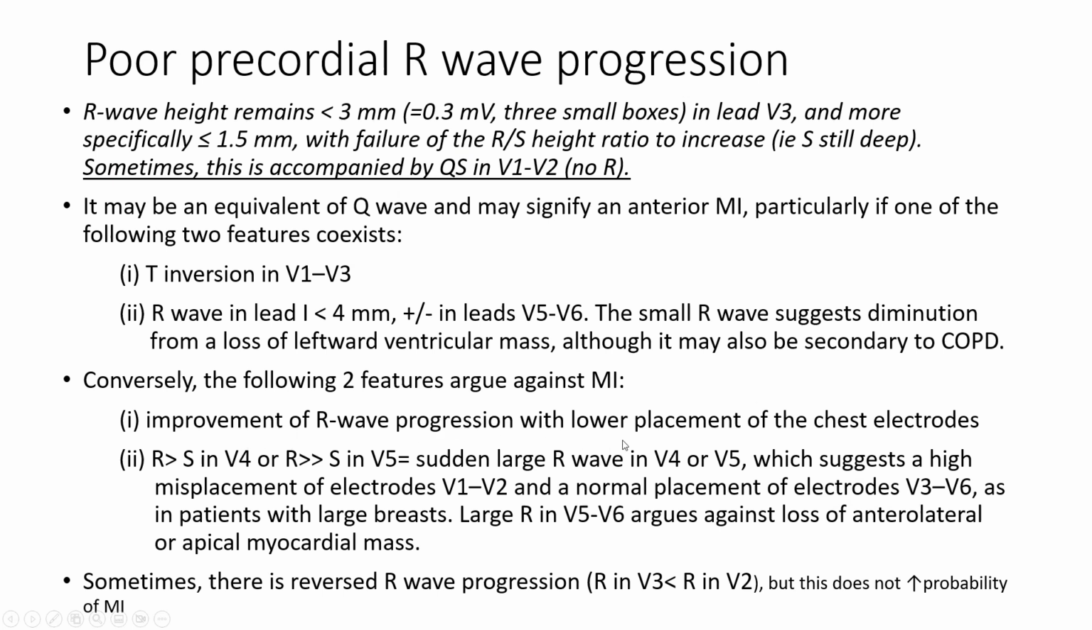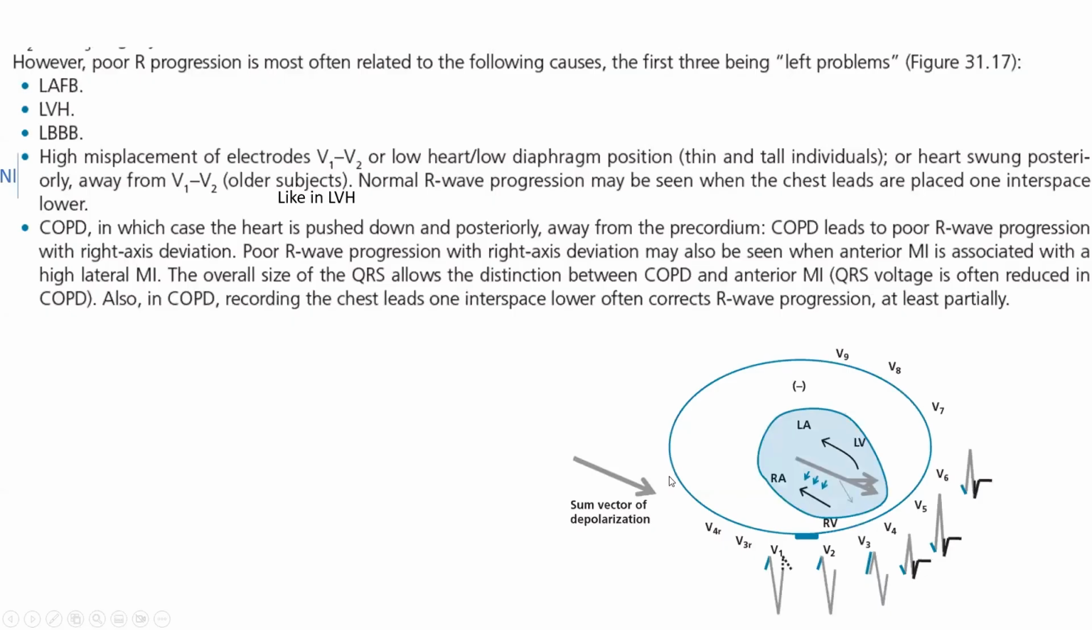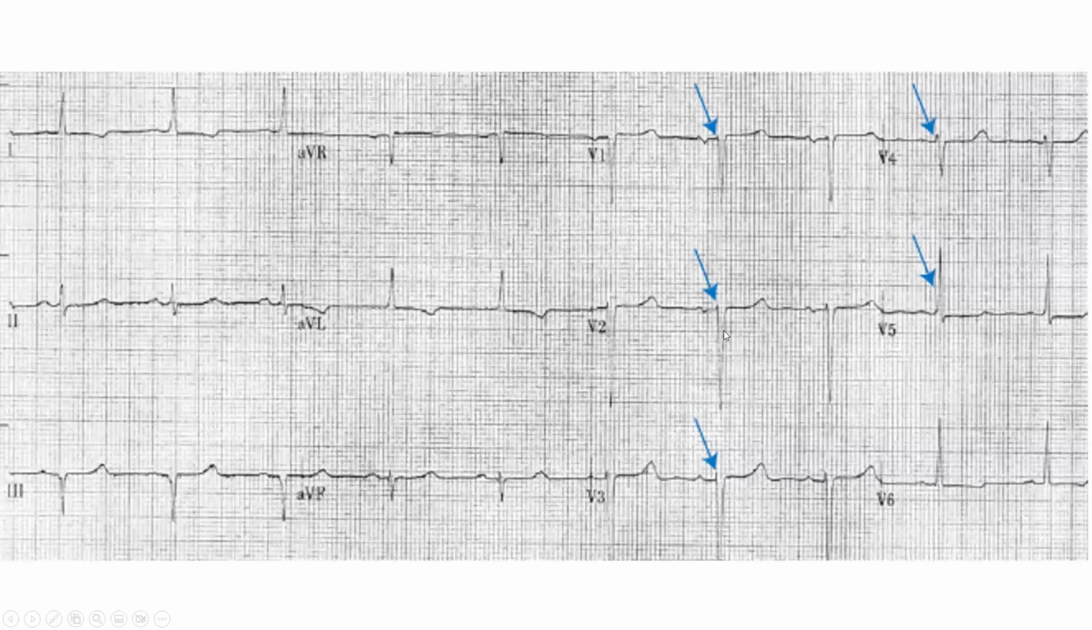Improvement of R wave progression with lower placement of the chest electrode, because like I said, it could be related to lead placement in relation to the heart. But very importantly, you have an abrupt change in R wave from V4 to V5, meaning you have poor R, then all of a sudden you jump, boom, to a big R, much bigger than S in one lead. That suggests it's not an infarct. If you have an infarct, you're not all of a sudden going to get a big R wave in an adjacent lead. It will be a very slow progression all the way throughout.